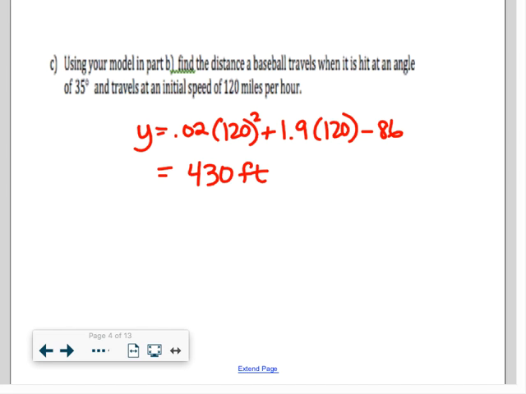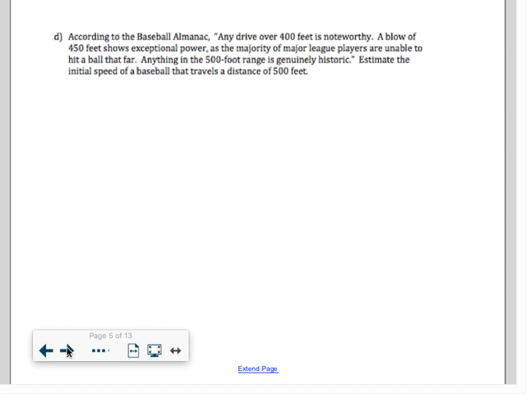Letter D, according to the baseball almanac, any drive over 400 feet is noteworthy. A blow of 450 feet shows exceptional power, as the majority of major league players are unable to hit a ball that far. Anything in the 500-foot range is genuinely historic. Estimate the initial speed of a baseball that travels a distance of 500 feet. So this is the y value.